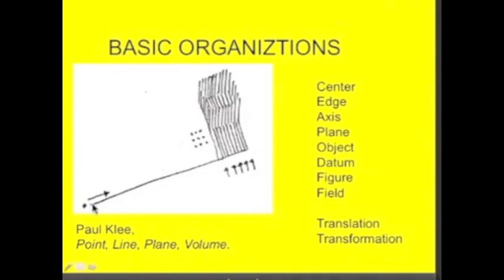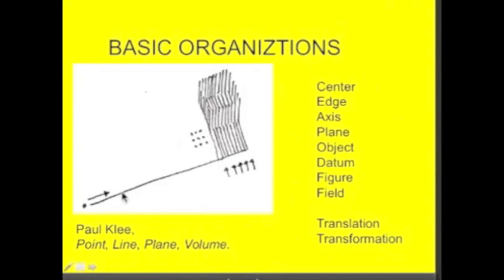But point gives you the idea of center, which is kind of nice. It's a little thing. The world can be organized around it. And curiously enough, volume or object at a different scale gives you the idea of center. Things can be organized around it. So it seems like there are two fundamentally different conditions that we have here. One might be center, and the other one might be edge or datum.